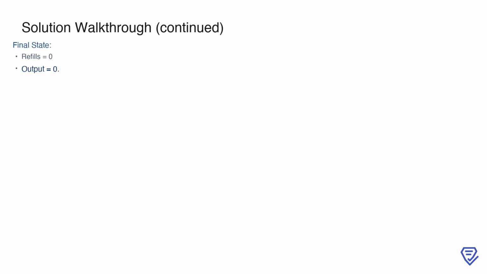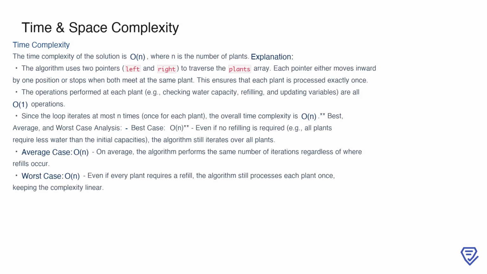This demonstrates an efficient scenario where both Alice and Bob have sufficient capacity to manage the row of plants without interruptions. The time complexity of this solution is O(n), where n represents the number of plants in the array. This efficiency comes from the use of two pointers, left and right, which traverse the array inward from both ends. Each pointer processes one plant at a time, either moving closer to the center or stopping when both pointers converge. It's important to note that every plant is visited exactly once, and no plant is revisited.